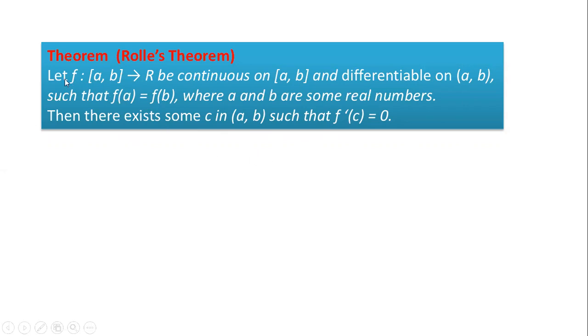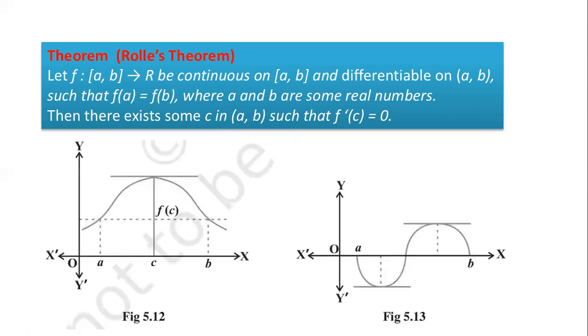सपोज हमारे पास एक फंक्शन है f फ्रॉम ए बी टू R और कंटिन्यूअस है क्लोज्ड इंटरवल ए बी पे और डिफरेंशिएबल है ओपन इंटरवल ए बी पे. ठीक है, then and we have that f(a) equals f(b) for some real numbers a and b, then there must exist a real number c in open interval (a, b) such that f'(c) equals 0. Okay, we are going to see it graphically, how it looks.